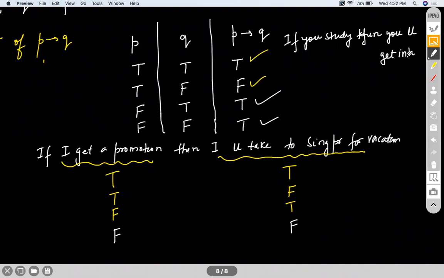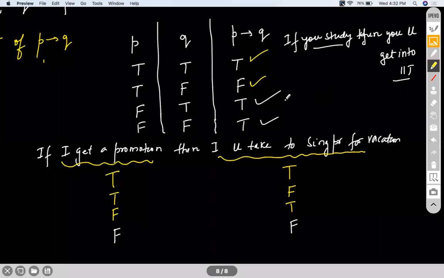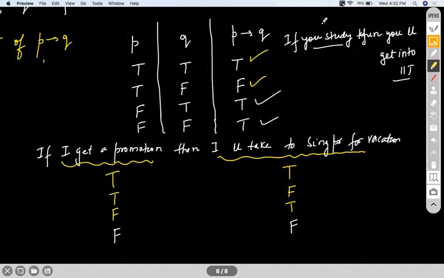Now, if you studied and you got into IIT, peace. Then no problem, right? Peace. But if you studied and didn't get into IIT, then definitely you will come and shout at me. Sir, you said... I studied, but I still didn't get into IIT. So, if the antecedent is true, but the consequent fails, then only you'll come and shout at me. Right? Then only you'll raise a question.